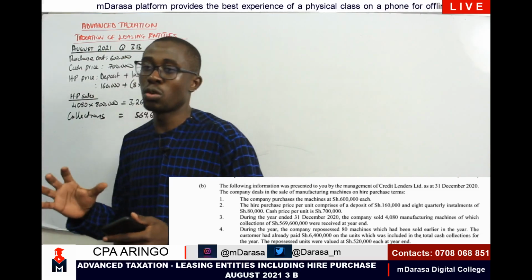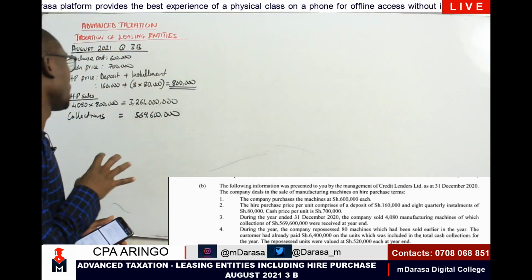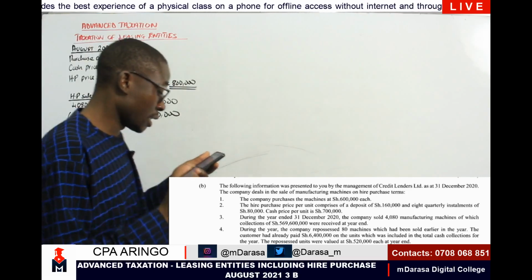In this case, we'll be talking of what? Aspect of our unrealized profit. We need to determine our unrealized profit on the same. But before that, look at the statement again.